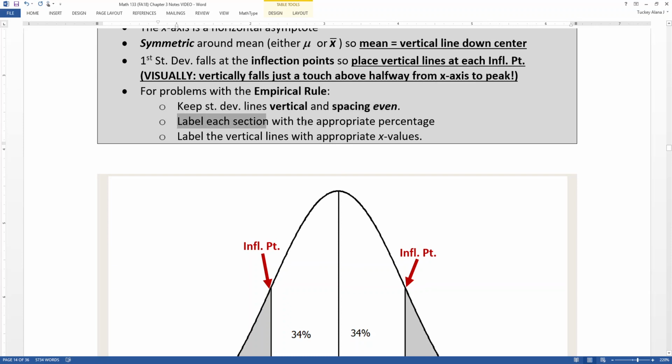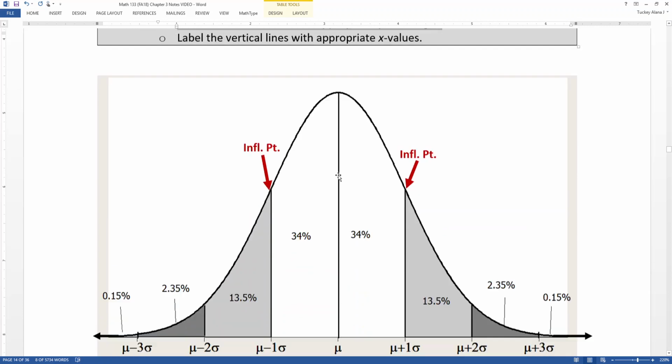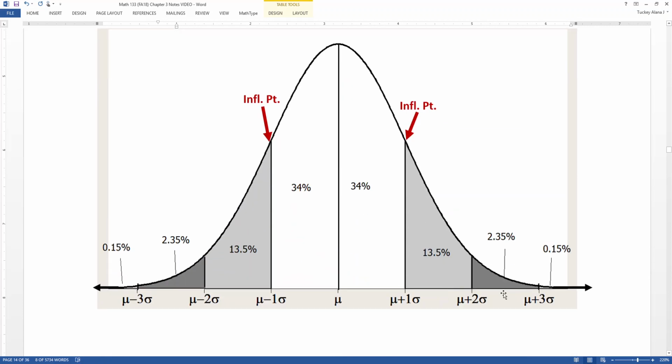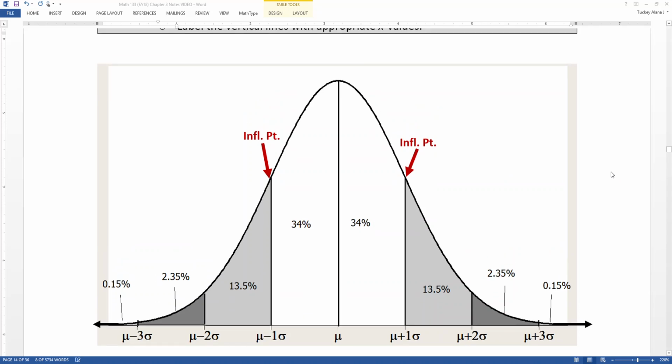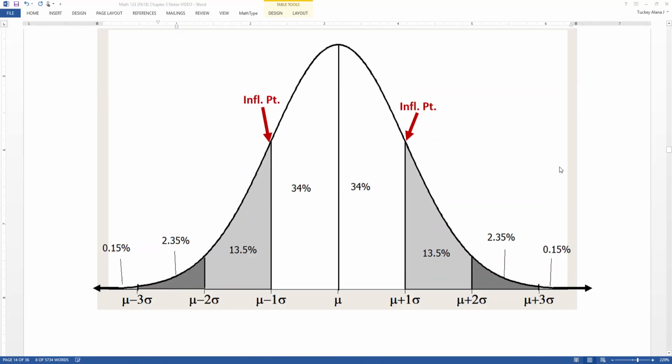You've got to label each section with the appropriate percentages, and then label your vertical lines with the appropriate numbers. And above all else, become a good guesser, if you will, of where the inflection point falls. You need to be able to eyeball that reasonably. It's not too tall, it's not too short, these sections in the middle are not too skinny, right? And these little tails over here should be really tiny. If you've done it right, there should be really small amounts in the 0.15% tail. In other words, it should look like this picture. This picture is drawn by computer. This is what it should look like every time you draw a normal curve, more or less.